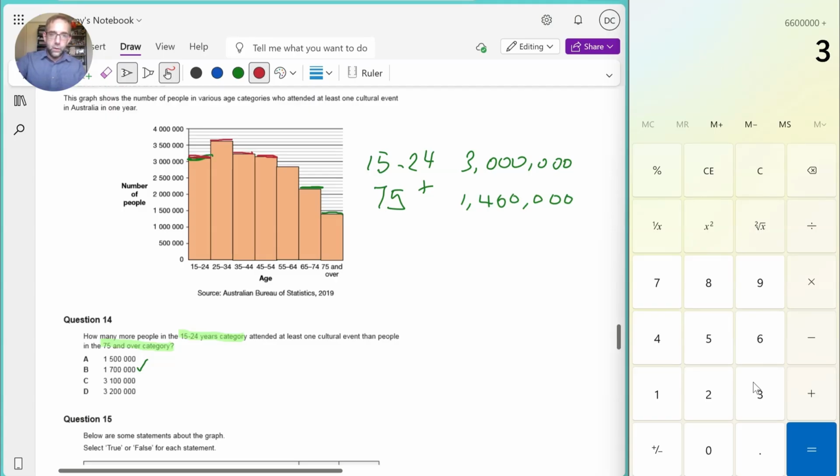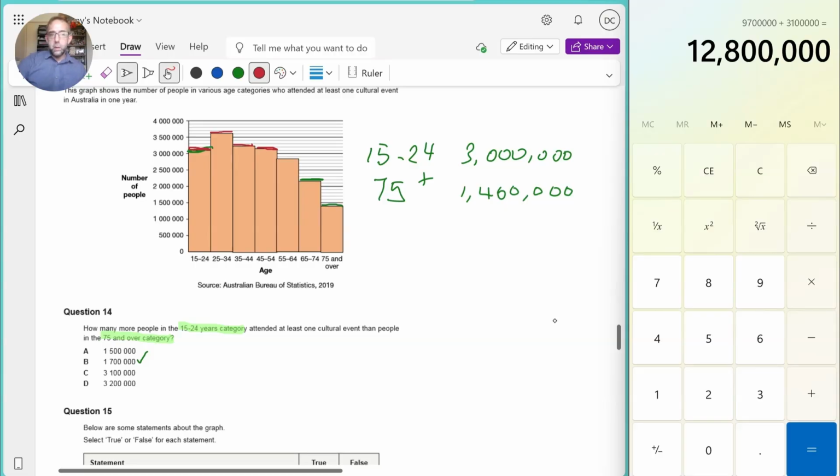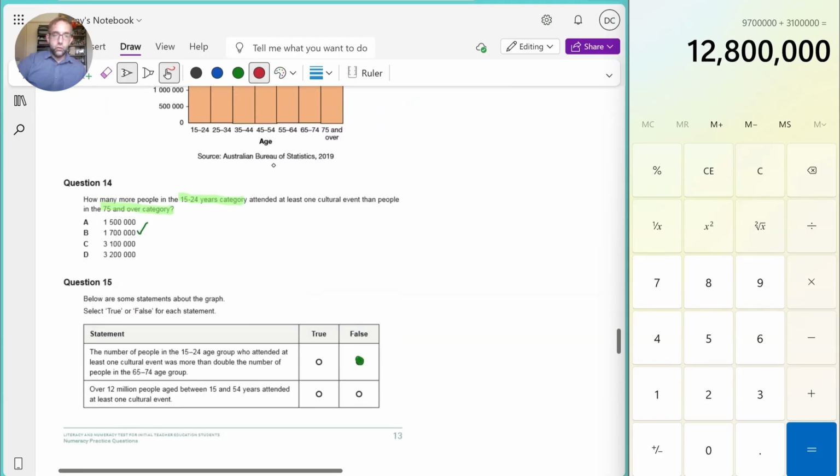35 to 44, looks like that's about 3,100,000. And then 45 to 54, again, looks like it's about 3,100,000. And there we do get over 12 million. So I've done some estimating on the calculator, but another technique I could have used is that all of these bars look like they're at 3 million or above. So because they're all at 3 million or above, then that is true. Okay. So whatever technique you use is up to you, but you can estimate and be confident in your answer.